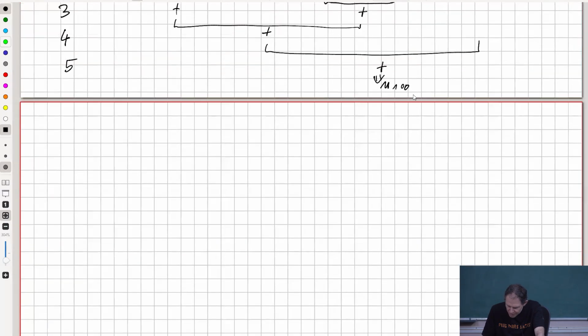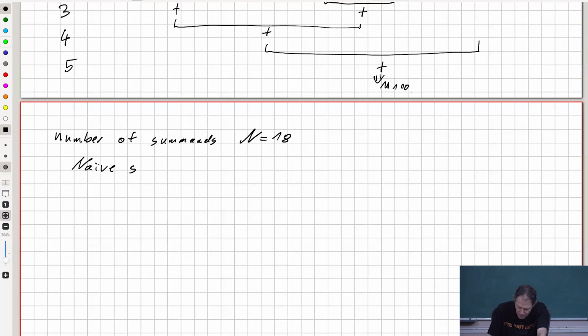So you see, the number of summands is n equal to 18. So the naive summation, because there's actually only 17, so this has an error. Being more accurate than I was above, it's actually only 17 summations, but these 17 summations give you an error of 17 delta approximately. So this is the model.